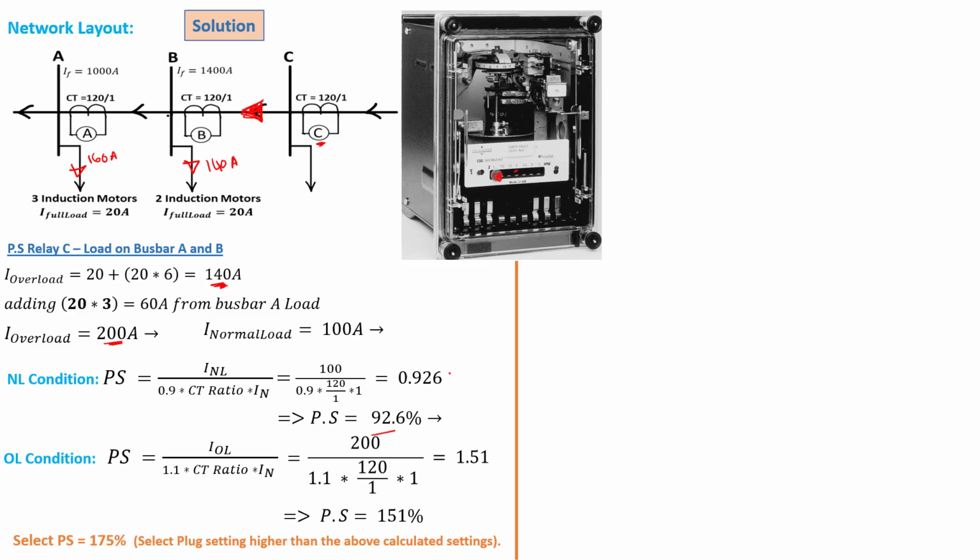Now we move on to the next question. The next question is to calculate the suitable time multiplier setting for the relays at B and C. Now that we've got the current settings for this relay, we set the plug setting.